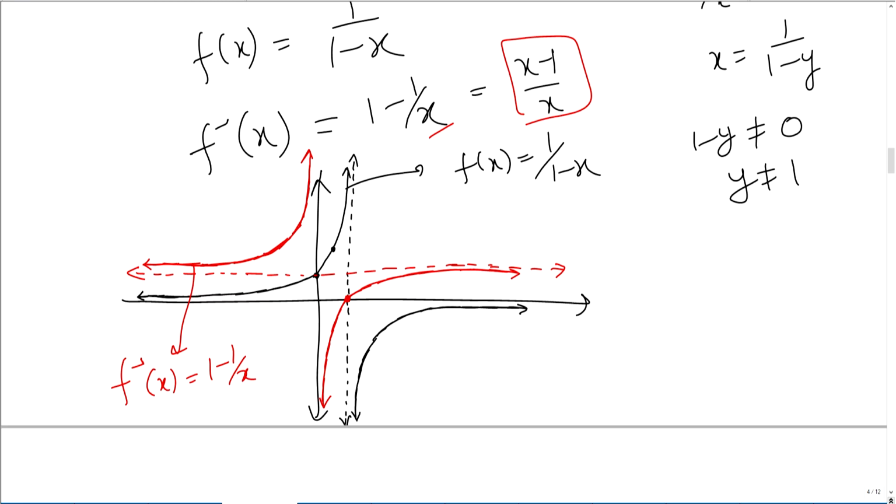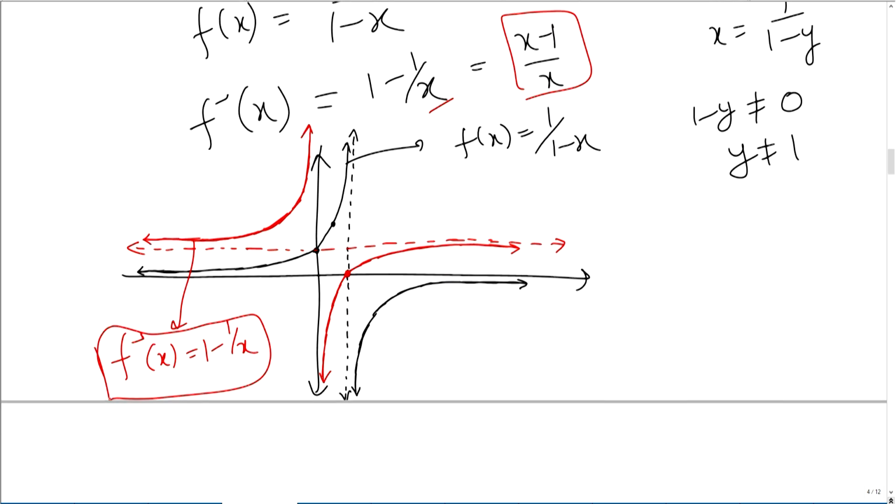Okay. So now this is the graph of f inverse of x equals to 1 divided by 1 minus 1 divided by x. Okay. So this is how these graphs look like.